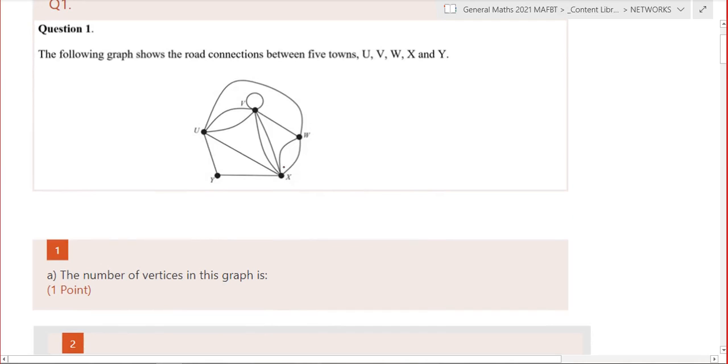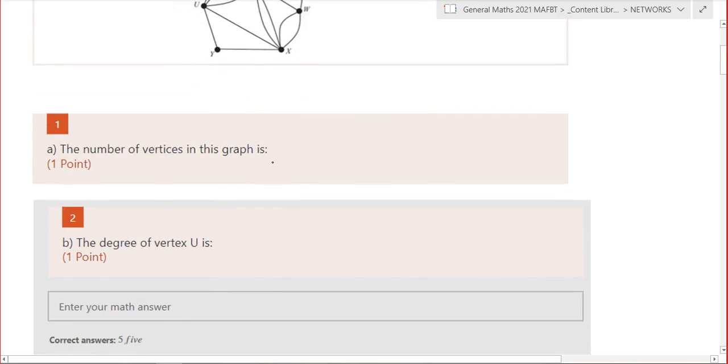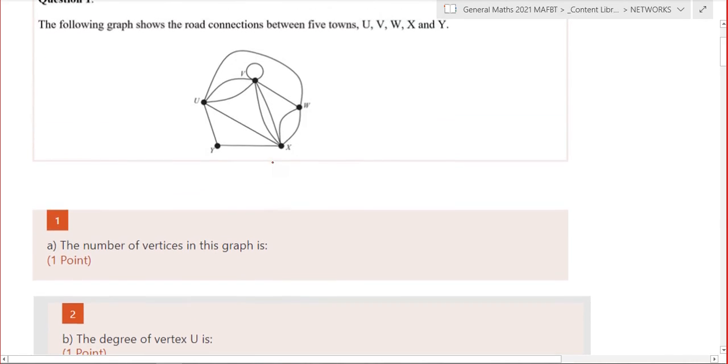So here is a graph that shows the connections between 5 towns: U, V, W, X, Y. And obviously we all understand what this is saying, so I don't need to explain the connections there. The number of vertices in the graph. Remember, vertices are your dots. So you've got 5 there: 1, 2, 3, 4, 5.